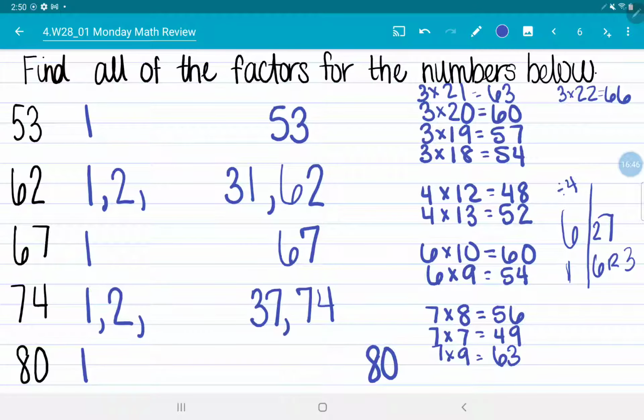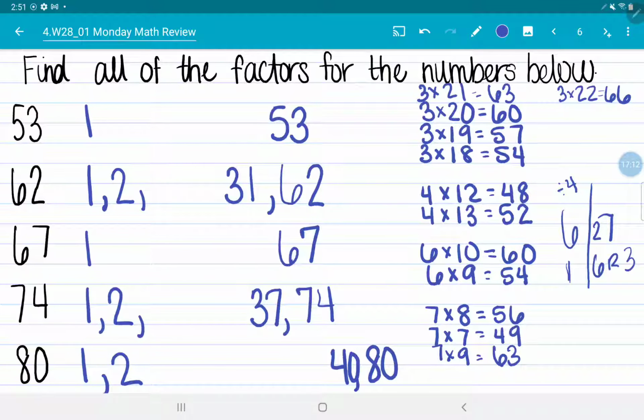2 and what, Callie? 40. 2 and 40. How did you know it was 40? Because 80 divided by 2. Okay, very good. 40 plus 40 equals 80. That's another way. Or you could just add 4 plus 4 equals 8, then add the 0. All right, so how about 3?